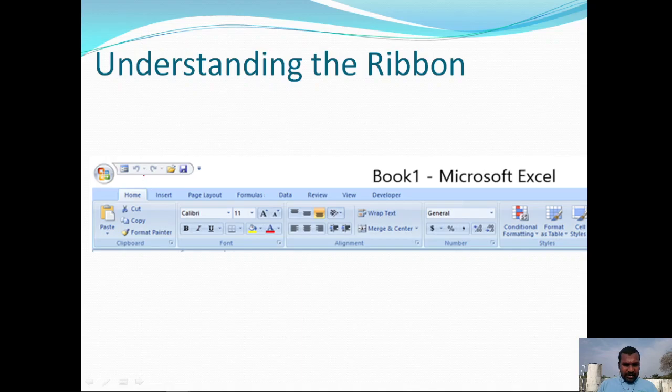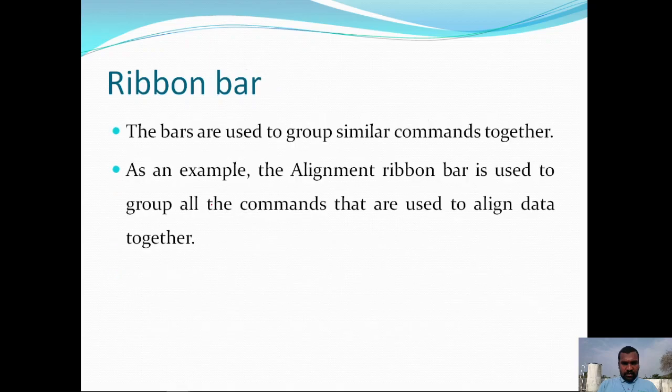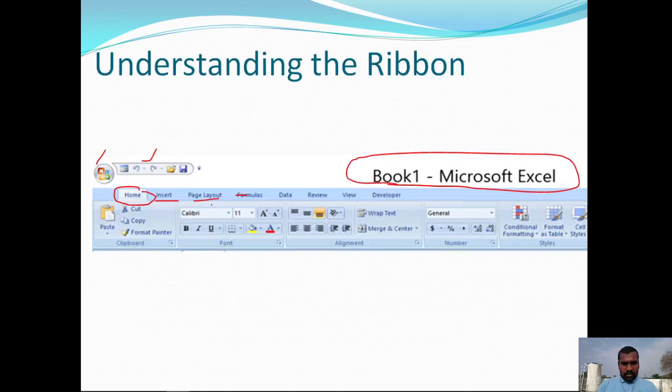The ribbon is included with the quick access toolbar, office button, and ribbon tabs: home, insert, page layout, and so on. So this is the name of the book, workbook, Book 1, Microsoft Excel. Here, font, clipboard, these are the ribbon bars. A ribbon bar, for example, font. A font is grouped with these commands.